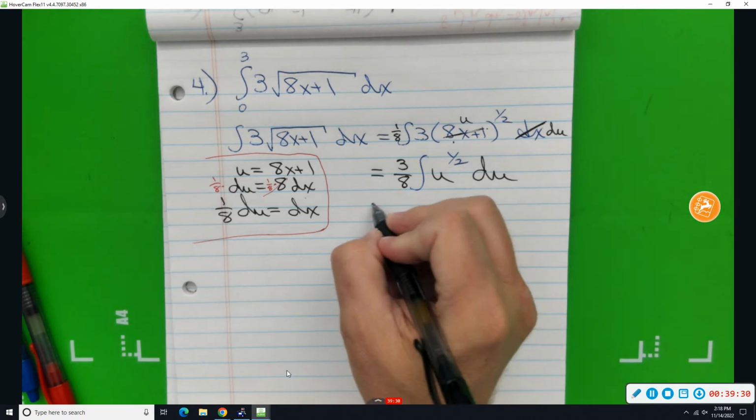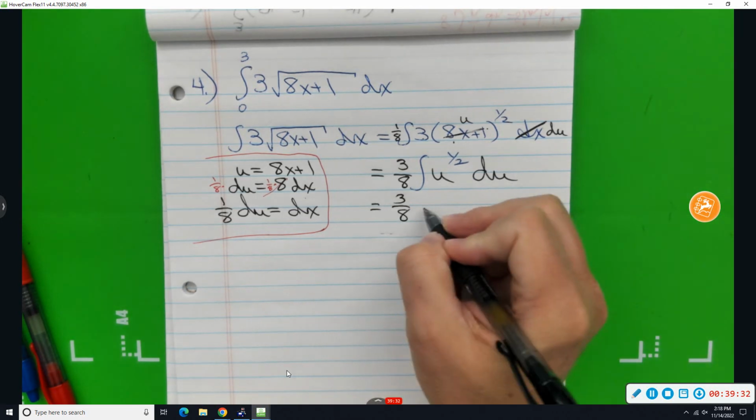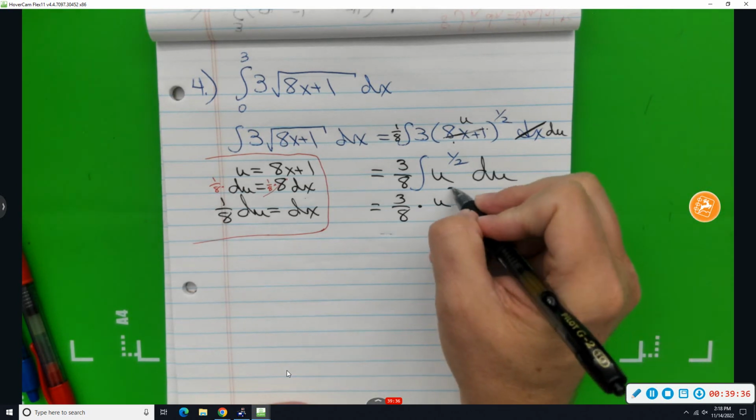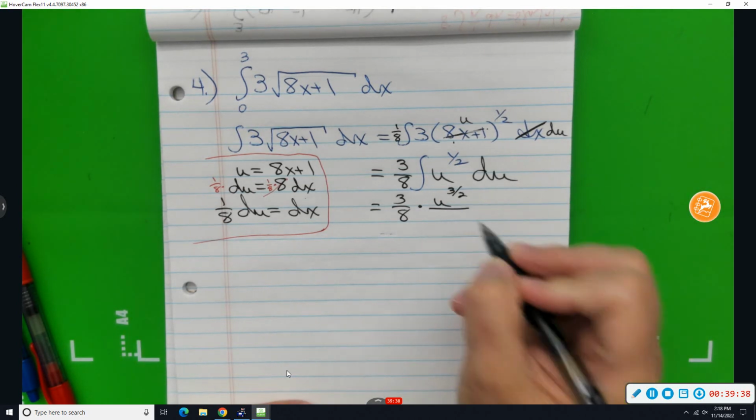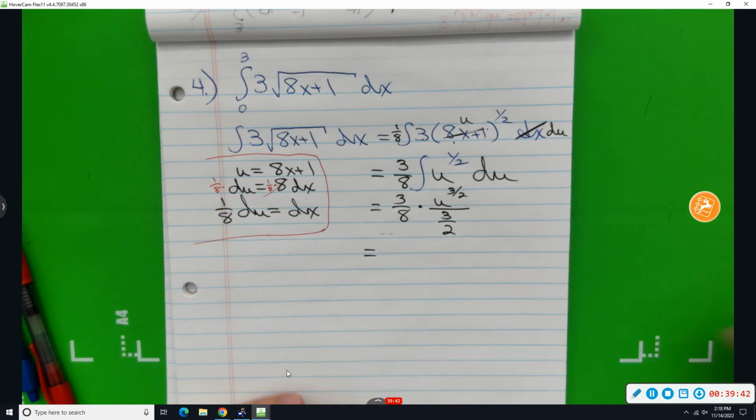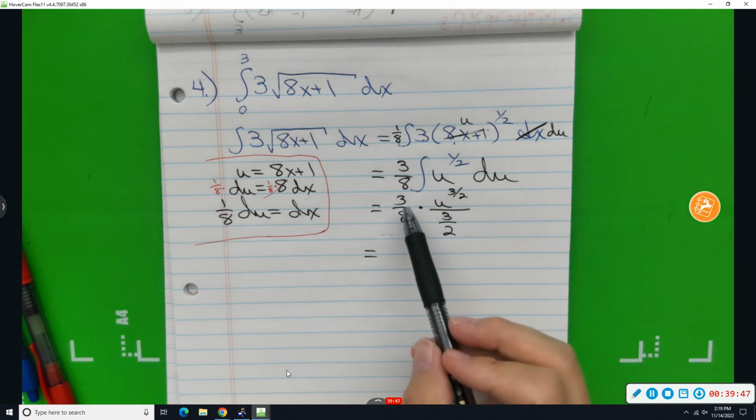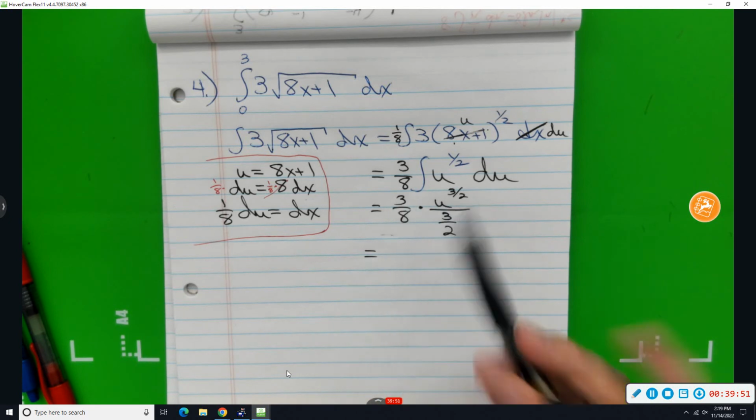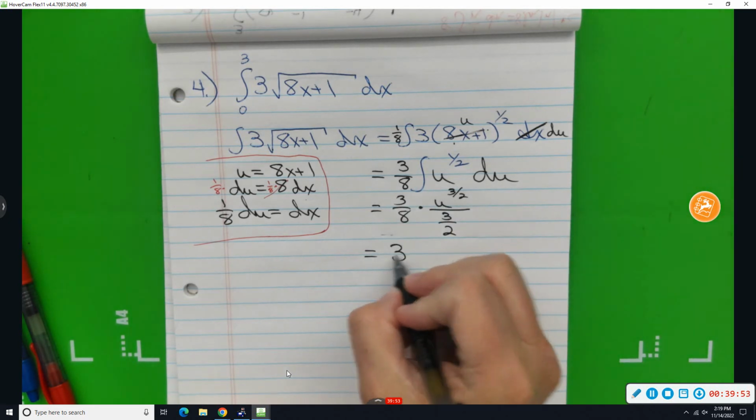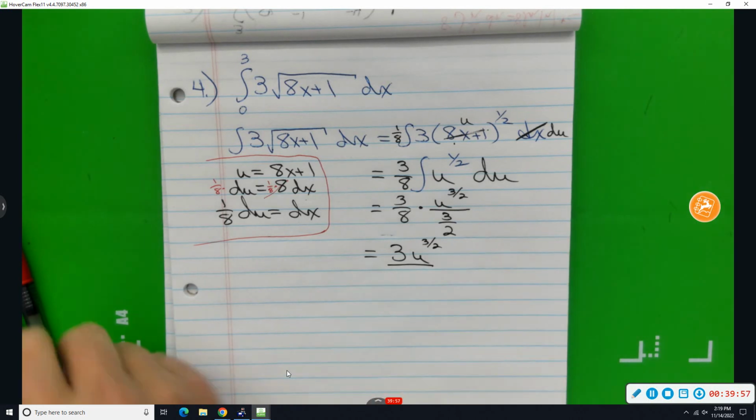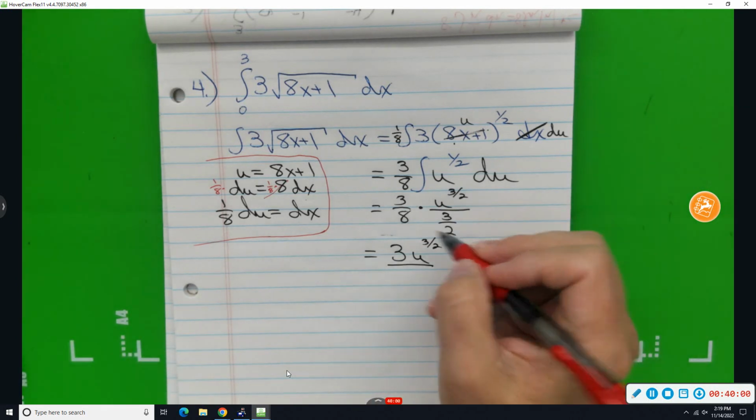As long as it isn't -1, you add 1 to the exponent. 1/2 plus 2/2 gives us 3/2. Divide by 3/2. Oh, this is working out nicely. We know multiplying fractions, you multiply the numerators. 3 times u, that's just a 3u to the 3/2. This thing is working out nicely.